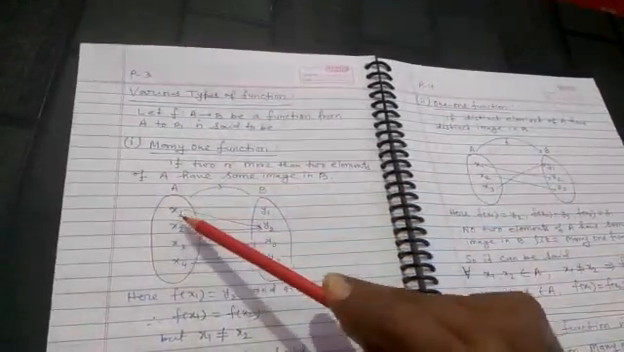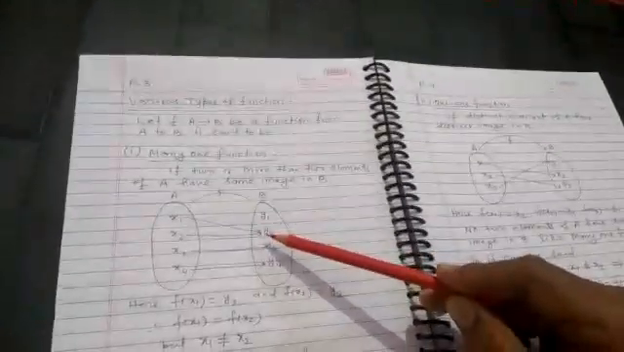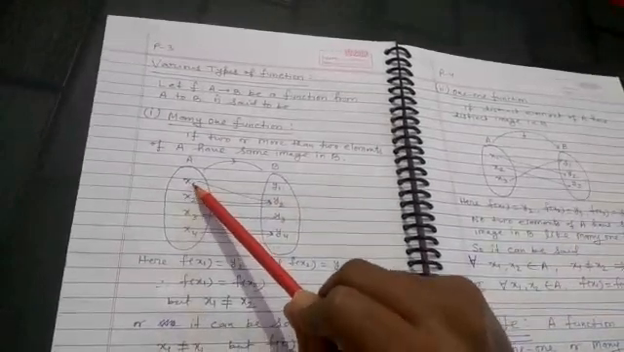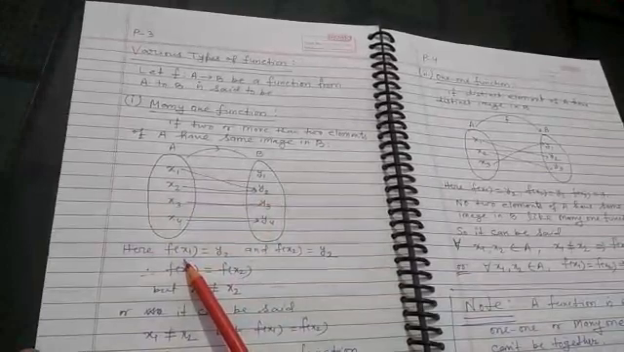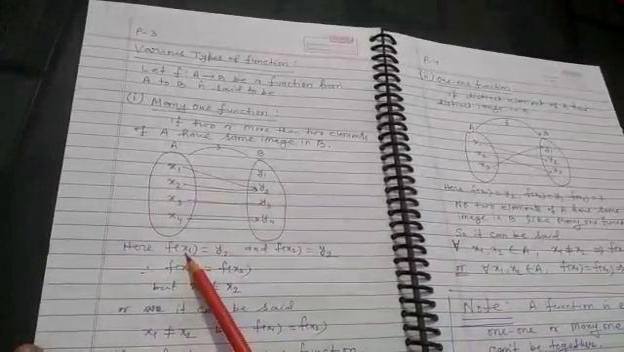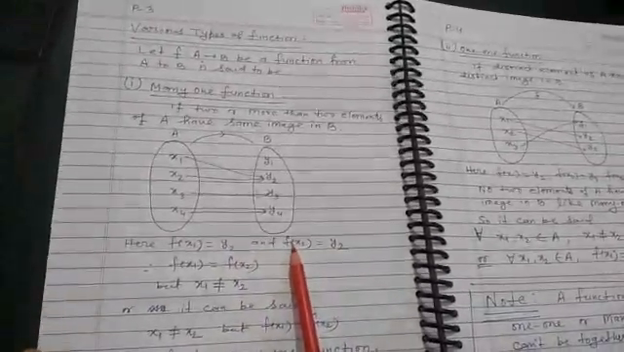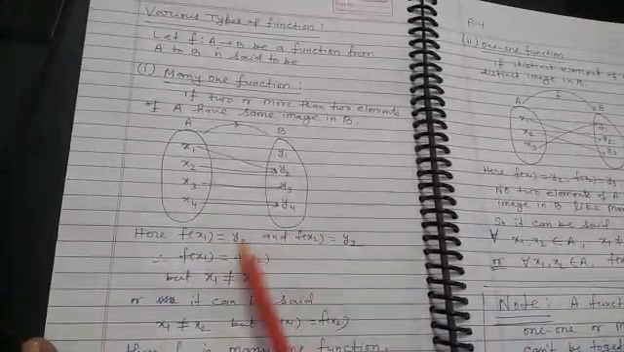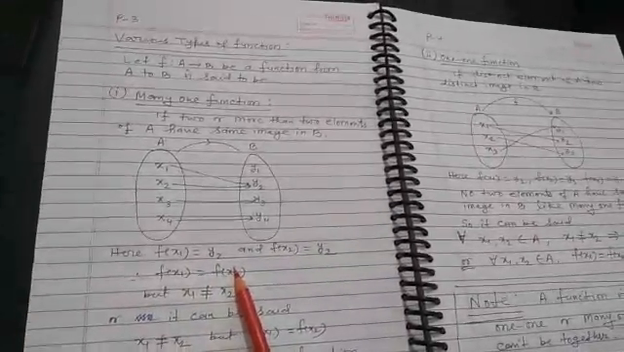Like in this one, x1 and x2 have the same image y2, and therefore this is a many-one function. Here the image of x1 is y2 and the image of x2 is also y2. We have written f(x1) means image of x1 is y2, f(x2) means image of x2 is y2. Here both are y2, so f(x1) equals f(x2). But x1 is not equal to x2.